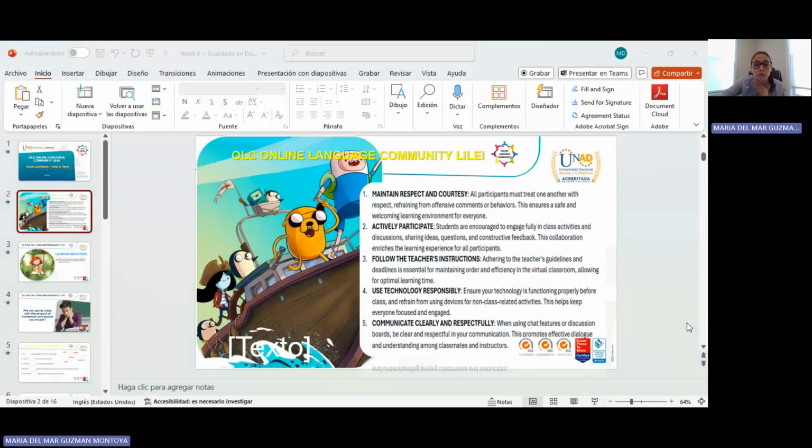I will explain that every class has some rules, and we do too. So we're going to maintain respect and courtesy. We're going to actively participate. We're going to follow my instructions. We're going to use technology in the most responsible way. And we're going to try to communicate clearly and respectfully. I always tell my students, if I talk too fast or if I say something they don't understand, they just need to let me know and I will repeat it with all the love of my life, right?